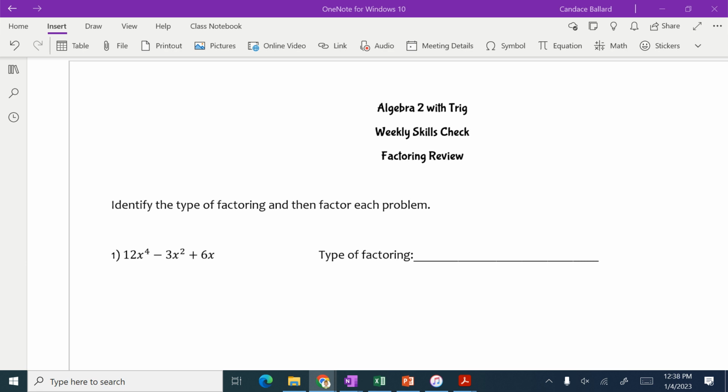The skill I want you to focus on is being able to look at the problem and identify what type of factoring it is. Today, we're going to go through all of them just to review the factoring, but the idea is I want you to be able to look at the problem and go, I know I need to do a GCF. I know I need to do difference of squares. I know I need to do magic X. So we know that this one is GCF, which stands for greatest common factor.